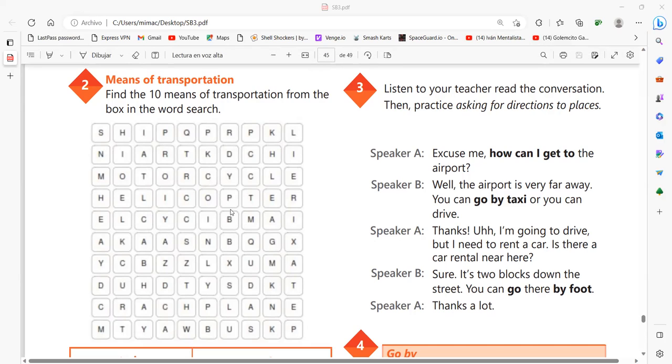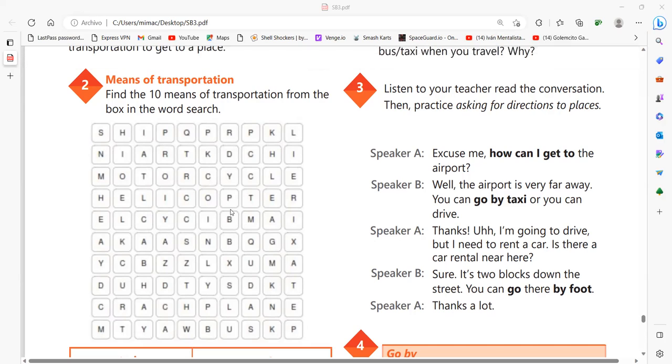Okay, excuse me. How can I get to the airport? Well, the airport is very far away. You can go by taxi or you can drive. Thanks. I'm going to drive, but I need to rent a car. Is there a car rental near here? Sure. It's two blocks down the street. You can go there before. Thanks a lot. Okay.